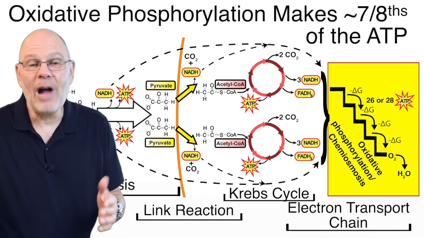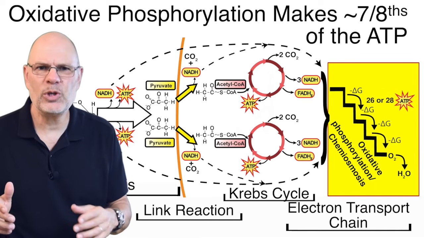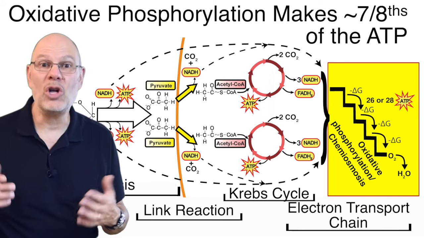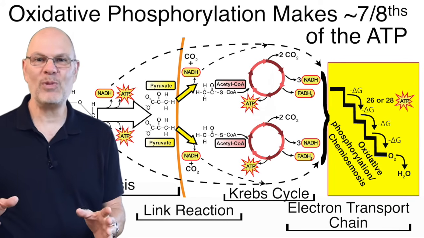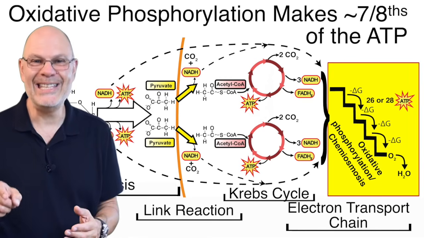The other approximately 7/8 of the ATP gets made over here as a result of the electron transport chain. This kind of ATP creation is called oxidative phosphorylation. It's a complex, wondrous process. I am so looking forward to explaining it, but we're going to do that in the next video.